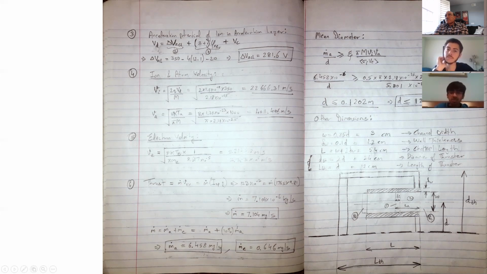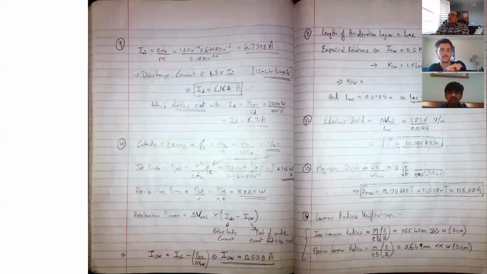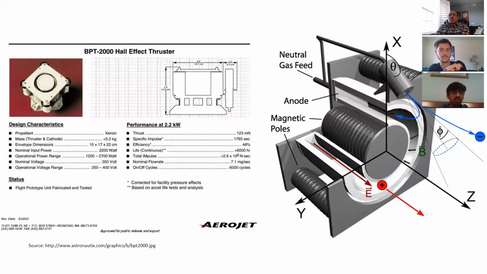Based on these computations, whose input was just the thrust, the ISP, and the discharge voltage, I obtained these outputs, which are the dimensions of the Hall thruster. I compared this to the data that's given here, and it's in a similar range. The thrust inputted is 123, specific impulse is 1765. Based on these numbers, we computed this. The envelope dimensions are the overall dimensions of the thruster, like 15 centimeter by 17 by 22 centimeter.